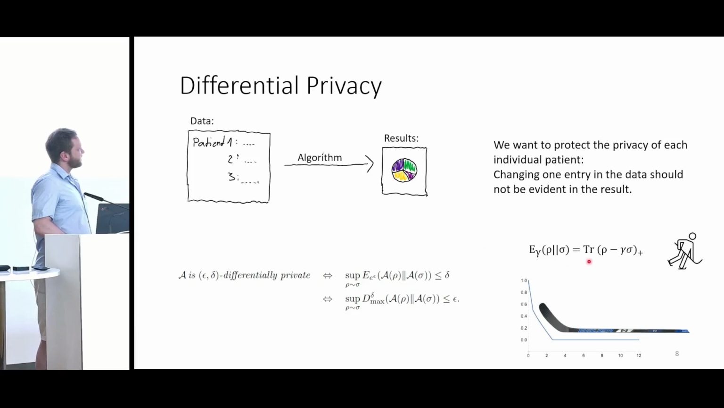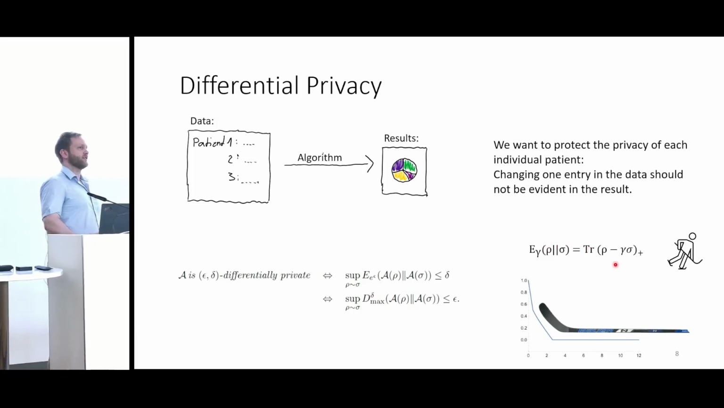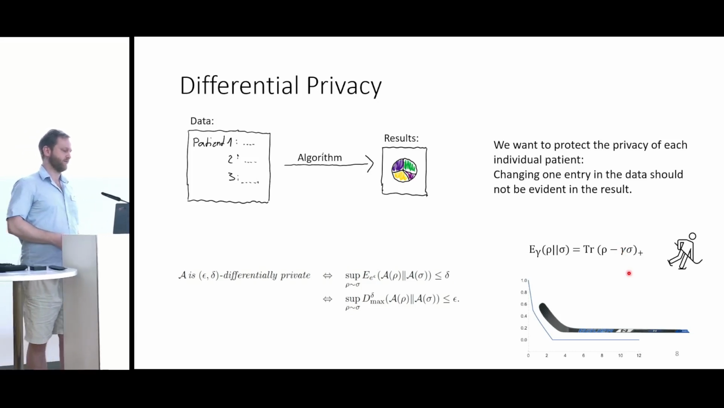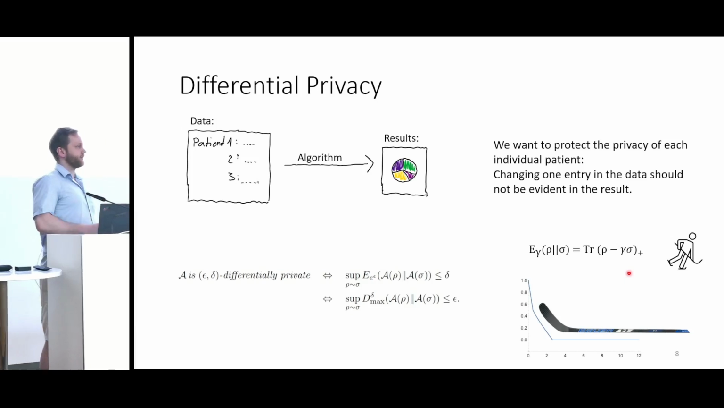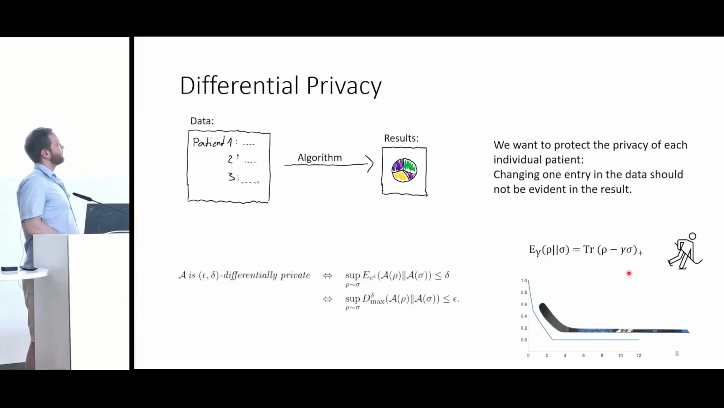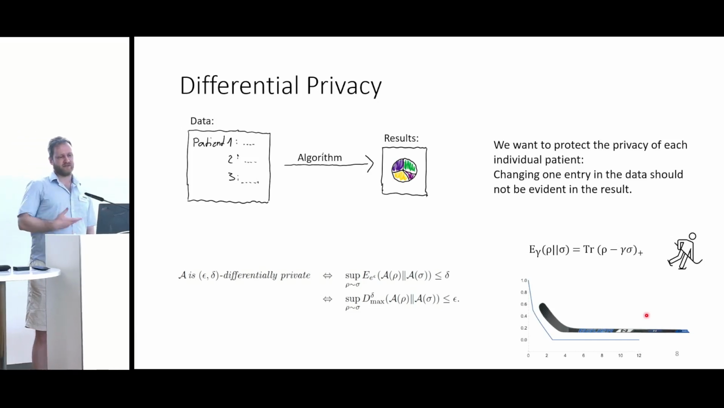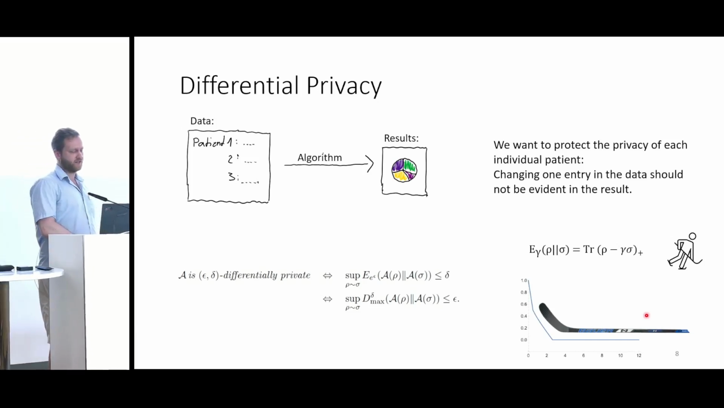This hockey stick divergence, I defined it here on the right. It's basically, think of it as a trace distance, just that I introduce this additional parameter gamma here. And it turns out that this has exactly this interpretation of this differential privacy problem. The hockey stick is named after how it looks when you plot it. Okay, so this is a general framework, or the beginning framework, of differential privacy.